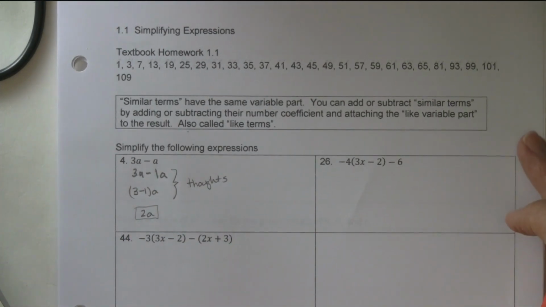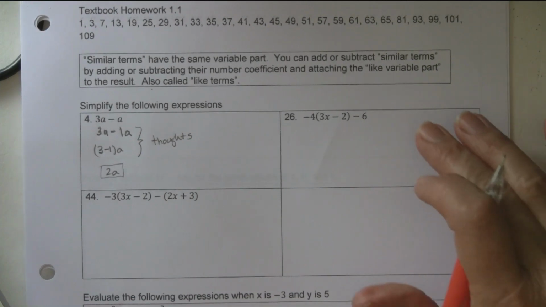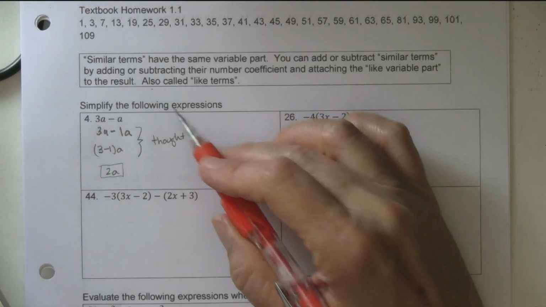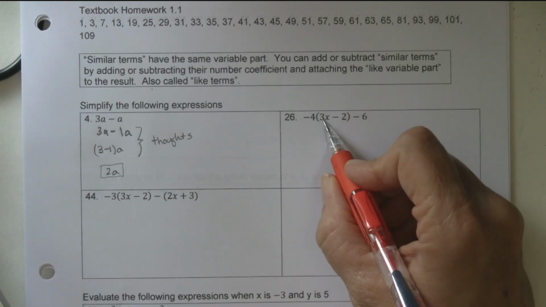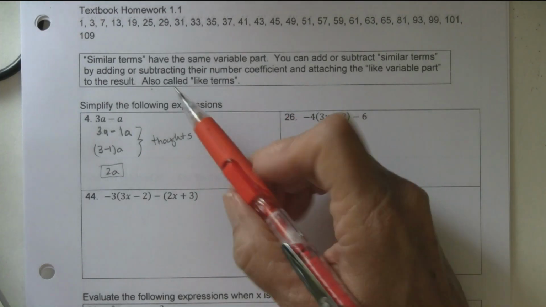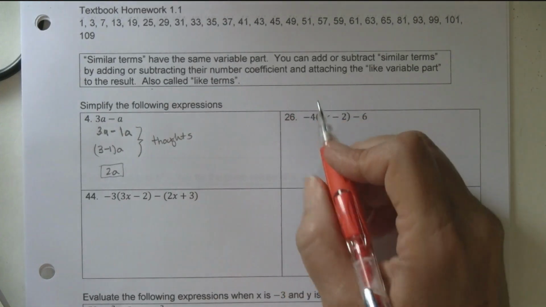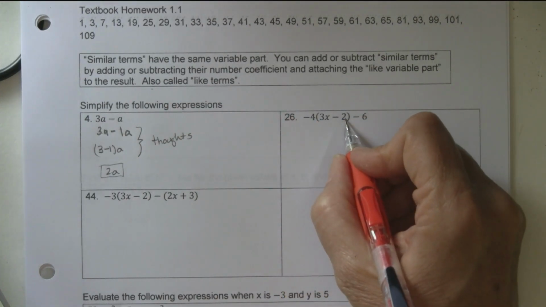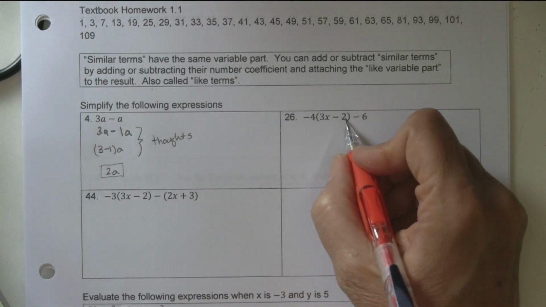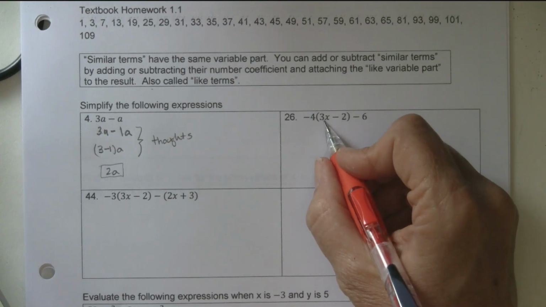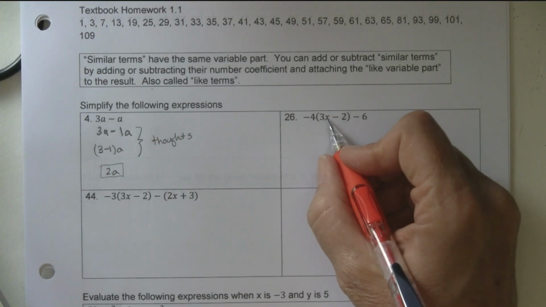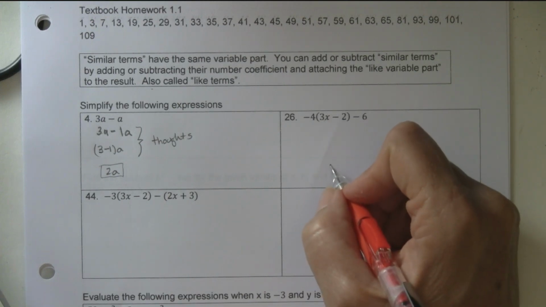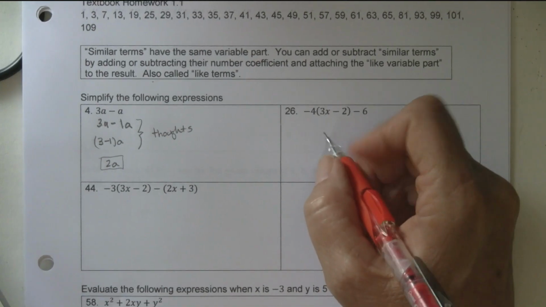This one here, in order to simplify the expression as they're asking, I noticed that I cannot subtract 3x from 2 because they're not similar terms or like terms. If this had been 2x, then I would have been able to. But this is an x term, and this term doesn't have a variable part, so you cannot subtract them. But I can use the distributive property that we learned in chapter 0.